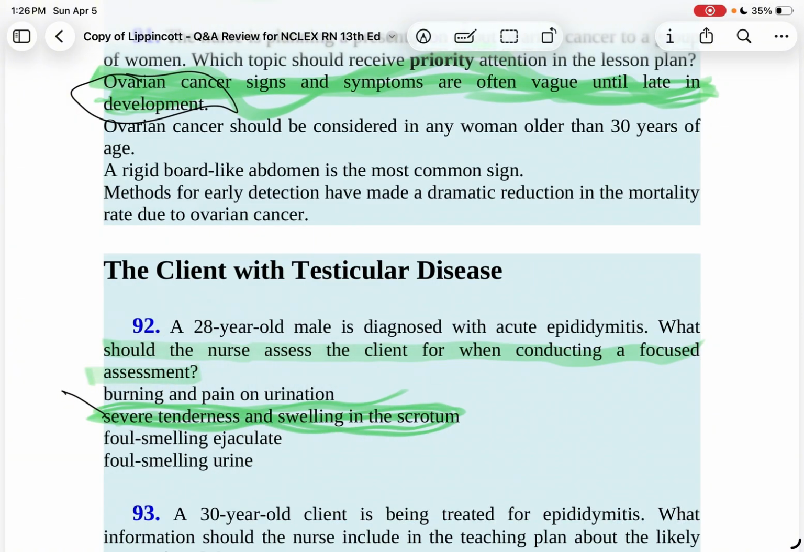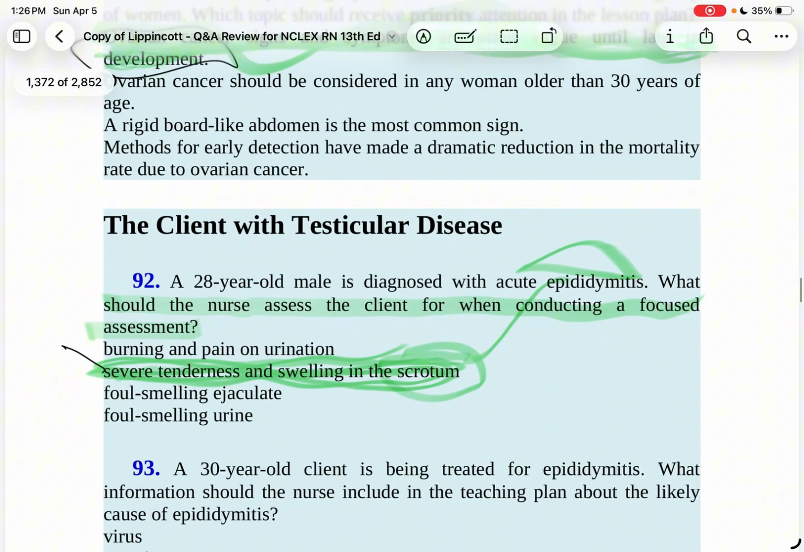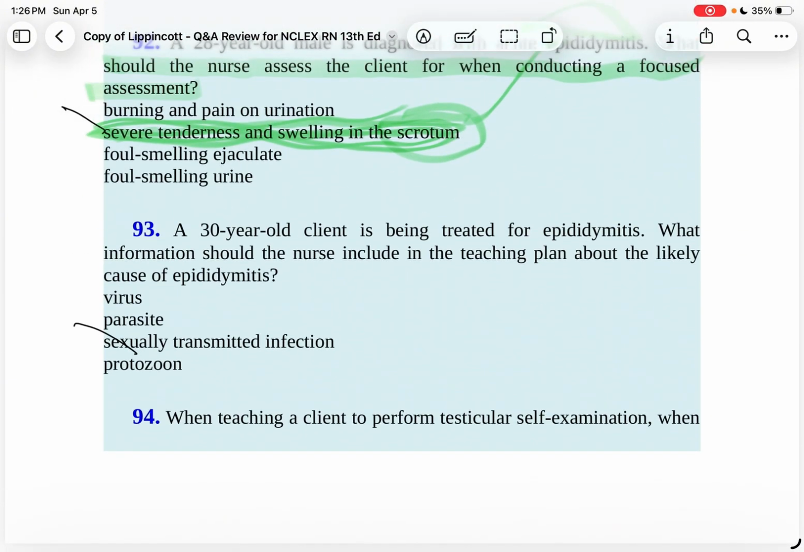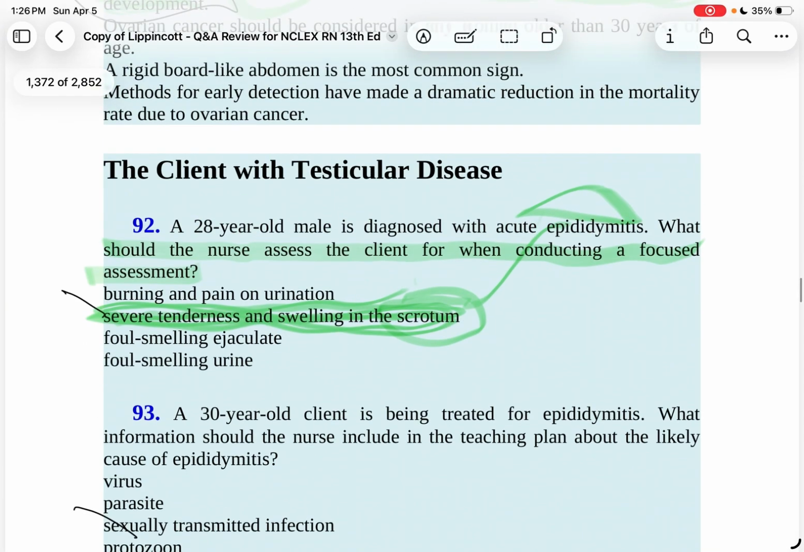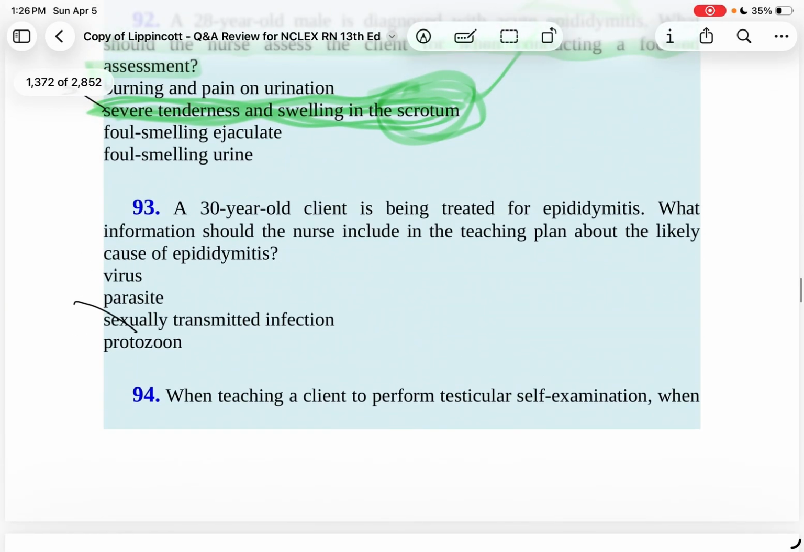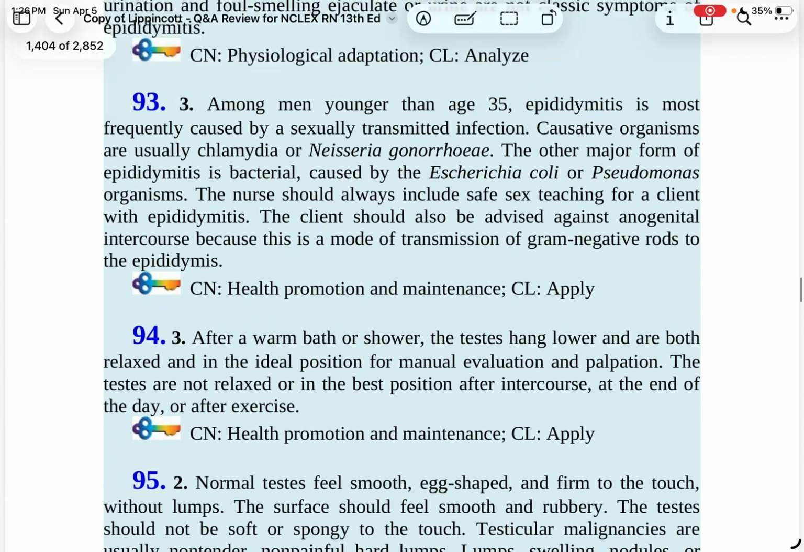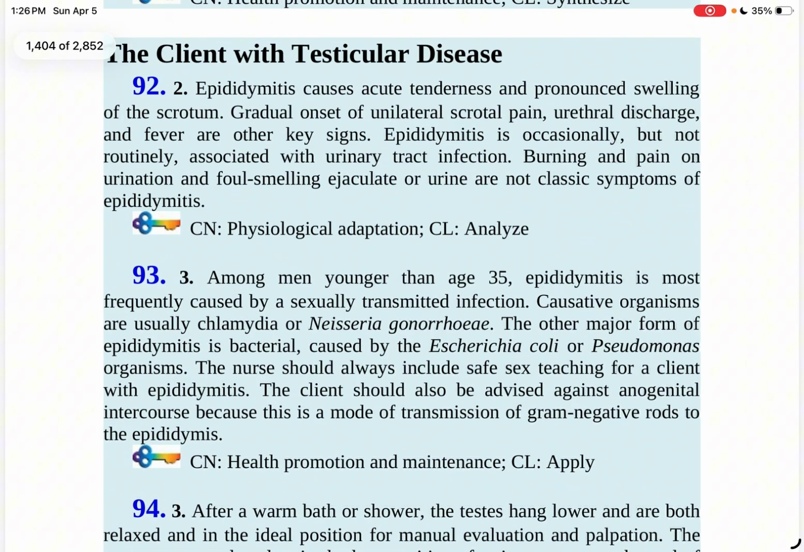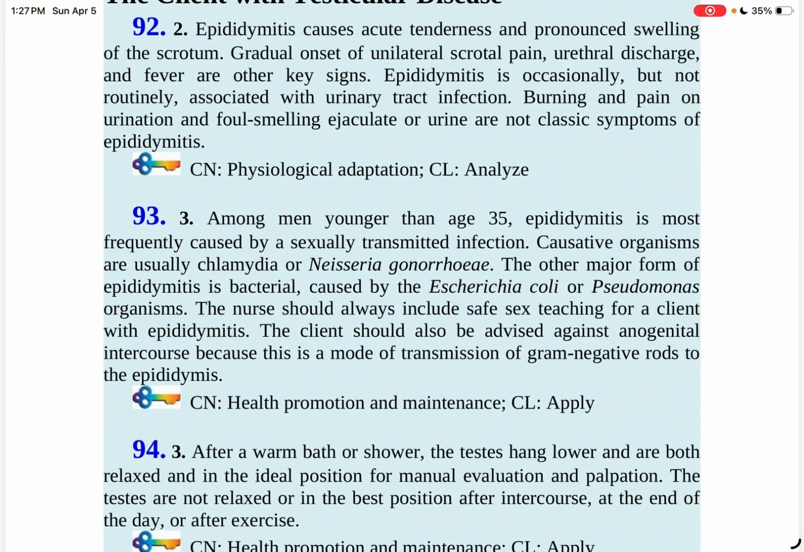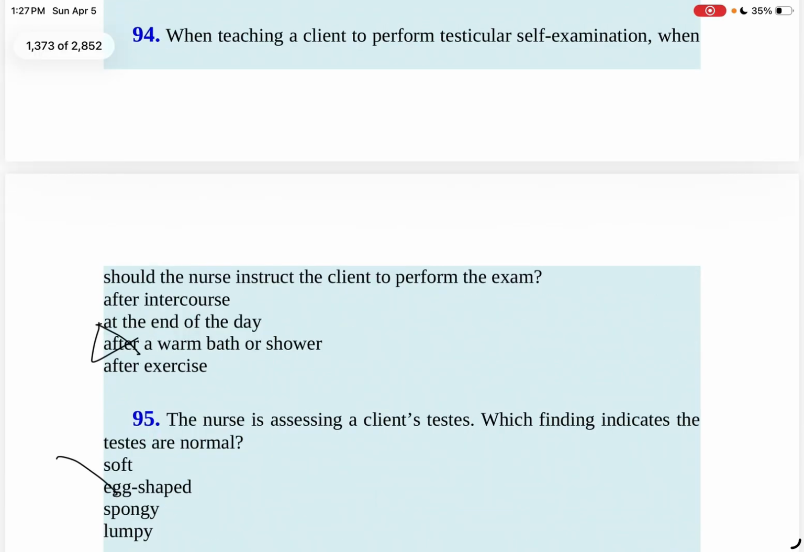Okay, the epididymis and the scrotum are related, so that's why we focus the assessment on the scrotum or epididymis. So what is the relationship between the epididymis and the scrotum? Comment down below. A 30-year-old client is being treated for epididymitis. What information should a nurse indicate in the teaching plan about the likely cause of epididymitis? Sexually transmitted infection is a likely cause of epididymitis. Tenderness is pronounced in the scrotum, with gradual onset. In epididymitis, there is scrotal pain and perineal pain.